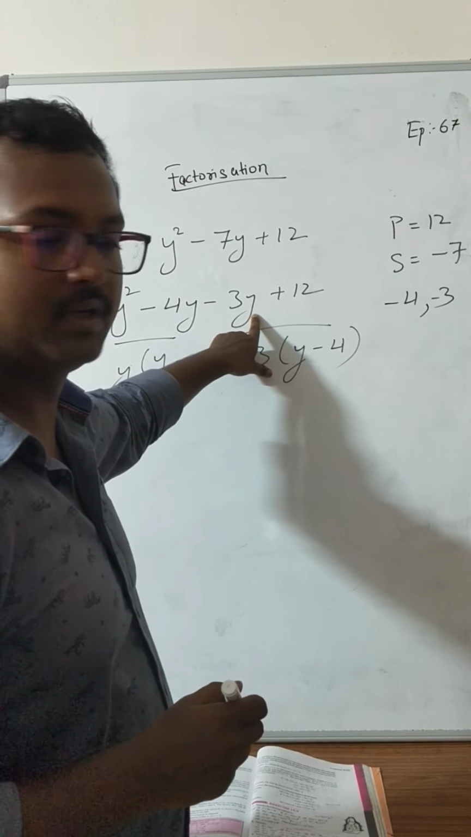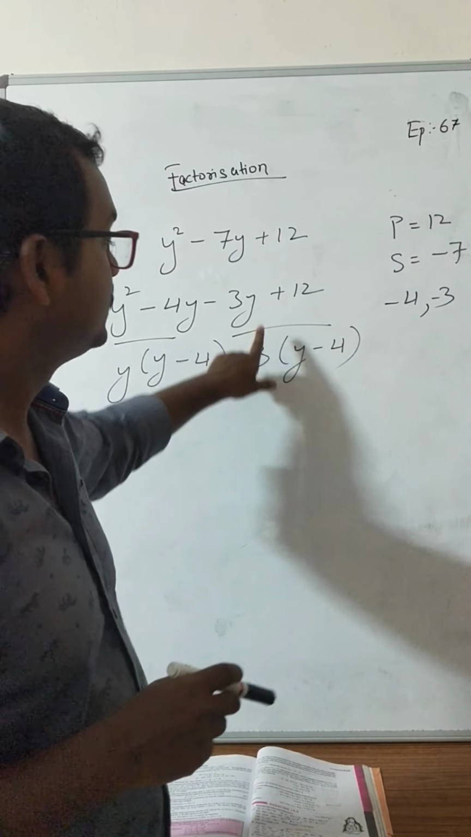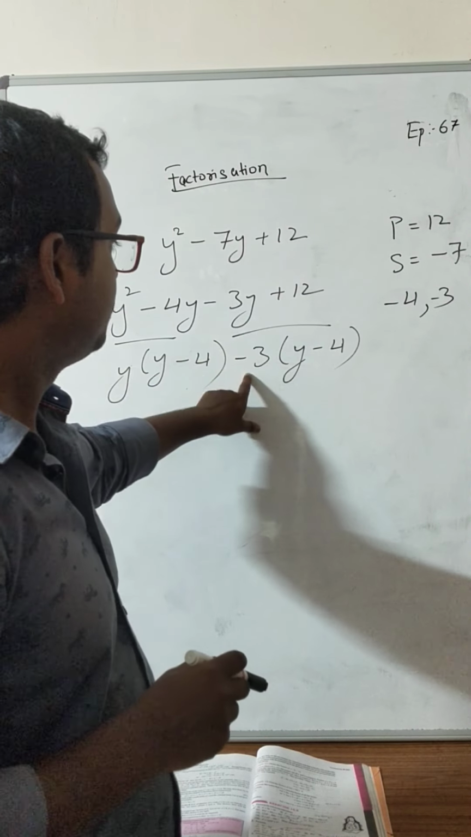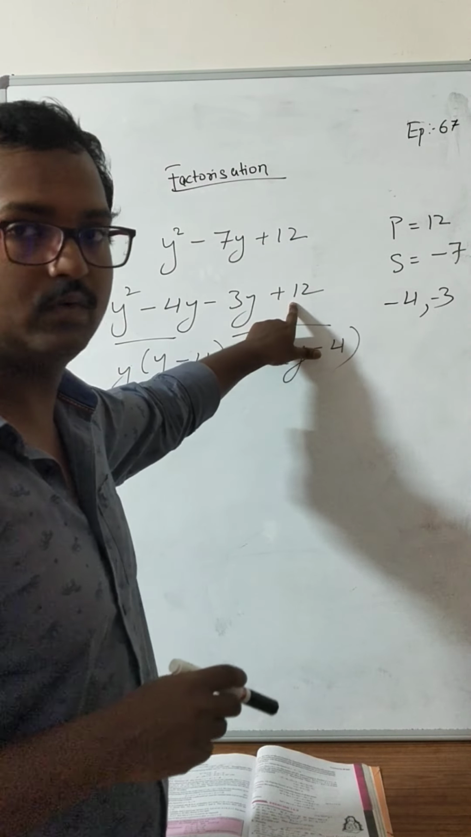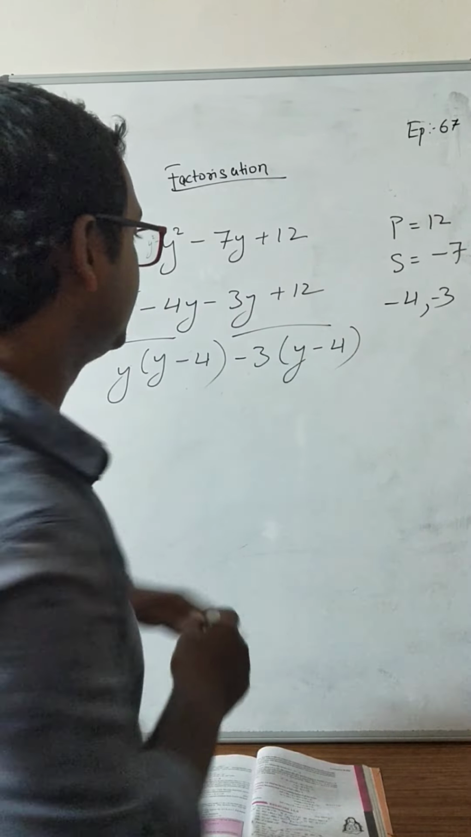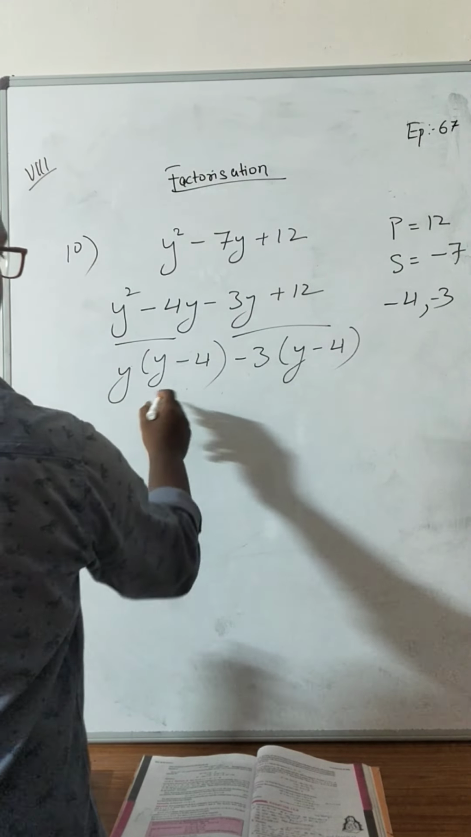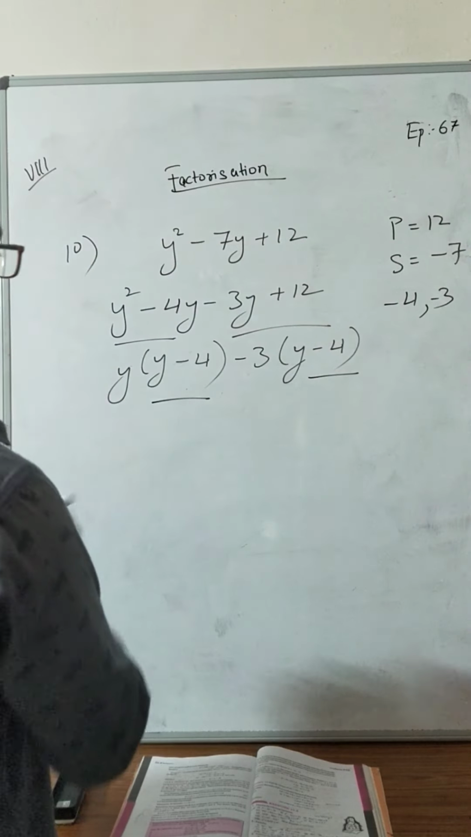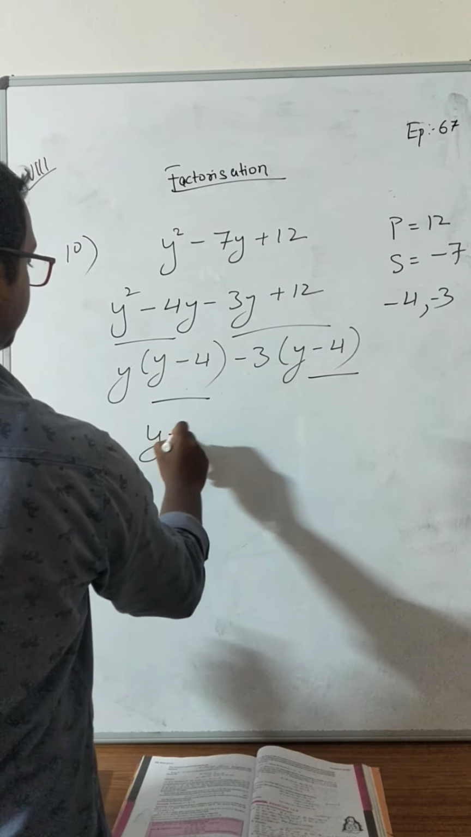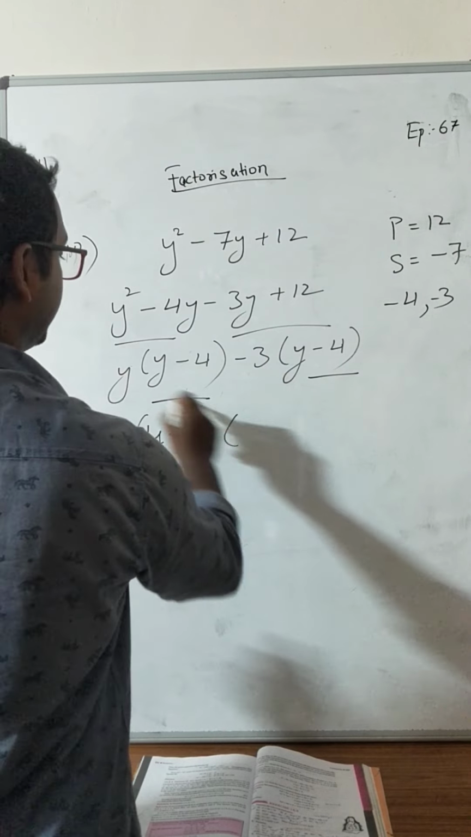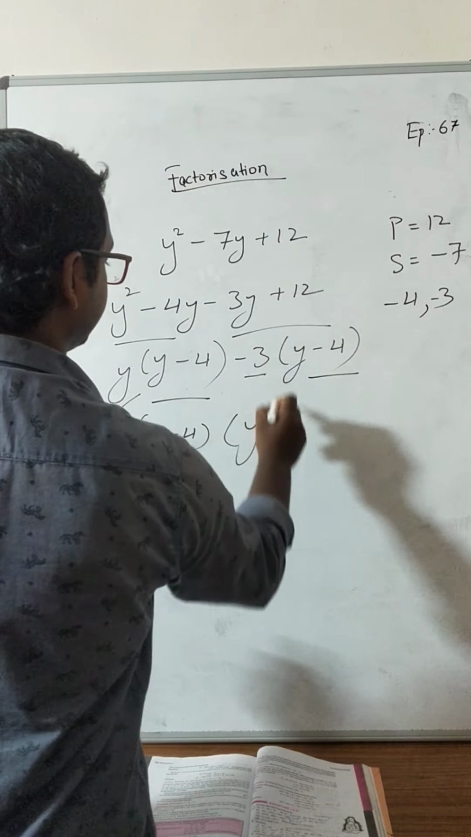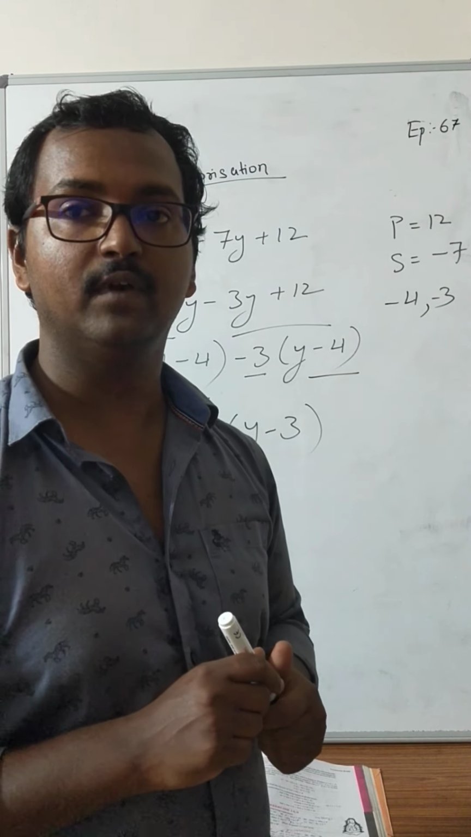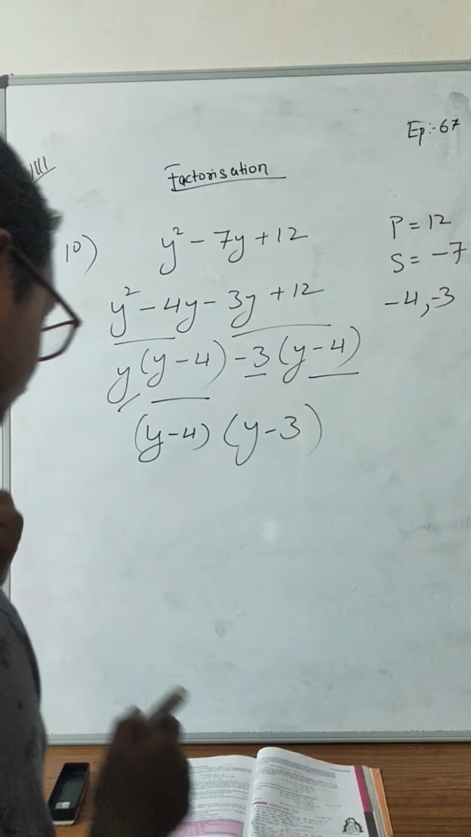Just to confirm that we have not done wrong, just multiply it and see. Minus 3 into y, minus 3y. Minus 3 into minus 4, plus 12. That means our answer is right. Here also y minus 4, here also y minus 4, which means we are doing it correctly. So I will take common y minus 4. When I take it common, y will be left here and minus 3 will be left there. So the final answer is y minus 4 and y minus 3.